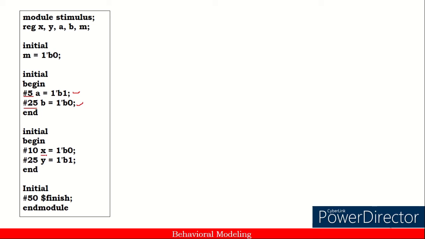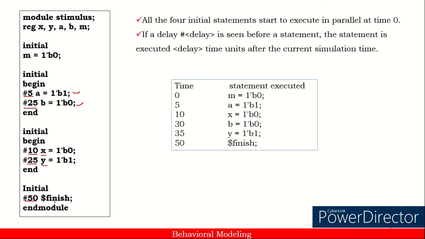Similarly, we will have x and y statements in the next initial block with different time units of delay, #10 and #25. And in the other initial block, we will have #50 with the keyword $finish. If you look at the simulation output with respect to time, at 0 time units m is equal to 1'b0 is executed. We have not specified any delay, so all the initial blocks will start executing at 0 time units, but the statement executed at 0 has no delay, because the other initial blocks have statements with delay.